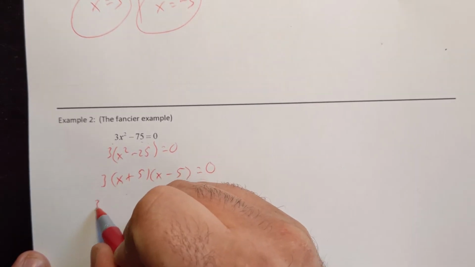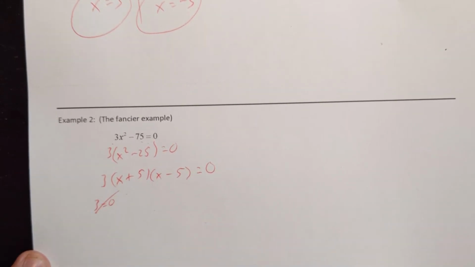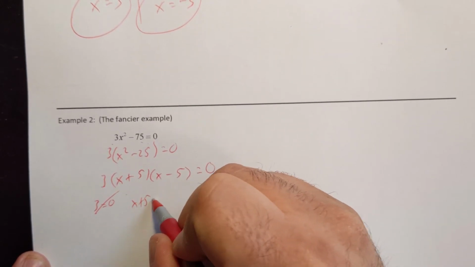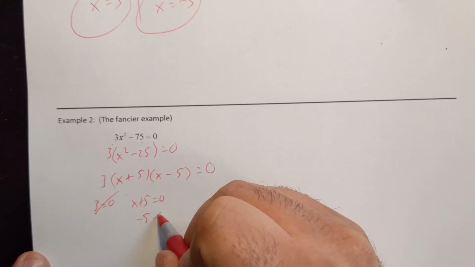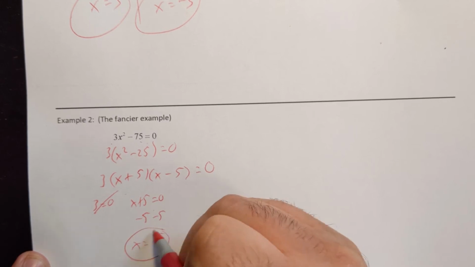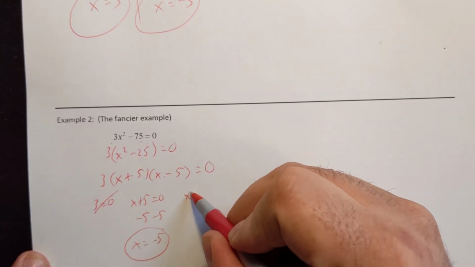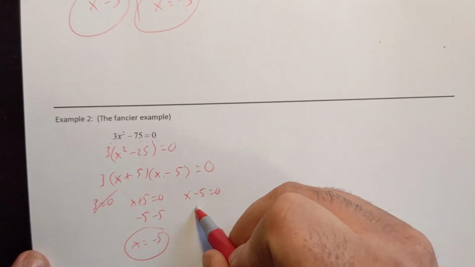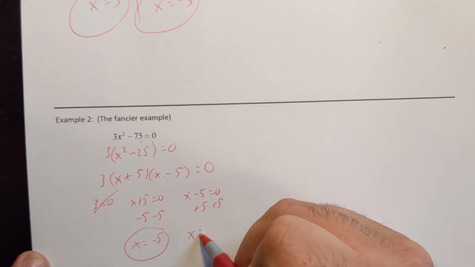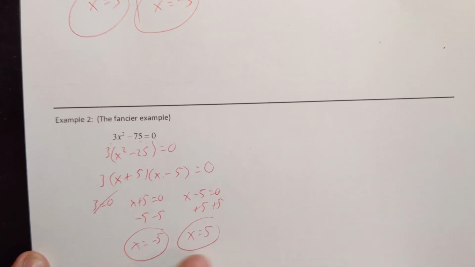This first term, if you try to put 3 equal to 0, it doesn't work. If you get x plus 5, set that equal to 0, you find out that's negative 5. And then for x minus 5, make that equal to 0, you find out you get a positive 5. So these would be your two answers.